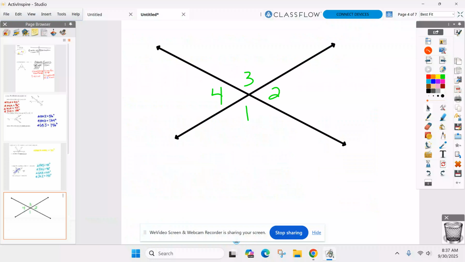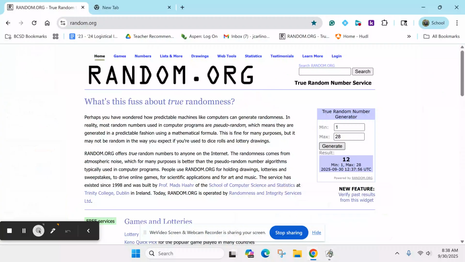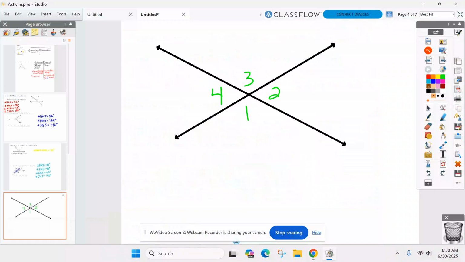Leo, what do I call 3 and 1? They're vertical. And what do I call 2 and 4? Vertical angles. If two angles are vertical, they are automatically, Leo again, congruent. Yep, so everyone's clear: 1 is congruent to 3, and separately 2 is congruent to 4, because they are vertical.